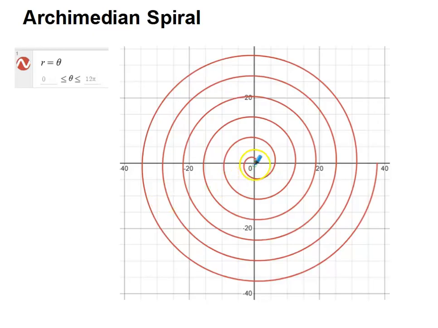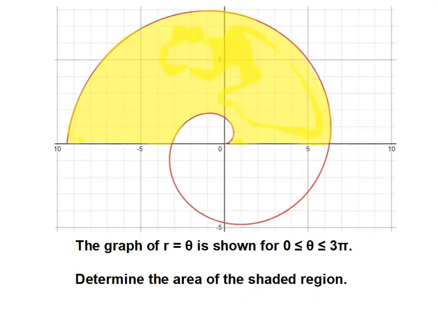And so it's a pretty interesting graph, and what we're going to talk about within this video is an area calculation of this portion of the Archimedean spiral. So we have the graph of r equals theta, the Archimedean spiral shown from 0 to 3 pi. And what we want to do is determine the area of the shaded region. So this region sits entirely above the x-axis, but we don't want to count this inner loop right here. So we want the area within this outside loop, but outside this.